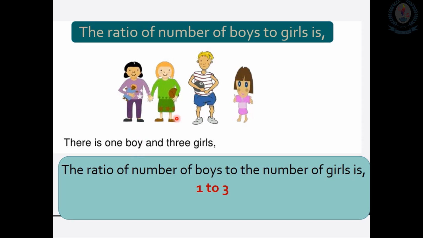The other way, instead of using this word "to", we can use 1 colon 3. And also there are two terms in this ratio, 1 and 3. They are called terms of the ratio. So the first term is 1, the second term is 3.